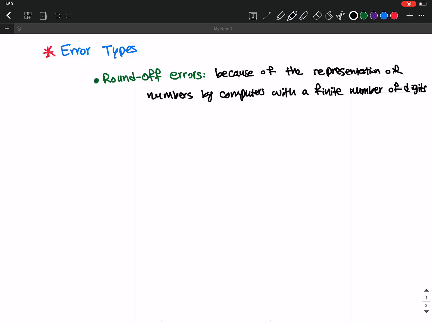This is because in computers we can only show and represent any number with a finite number of digits, right? So we cannot use an infinite number of digits in computers. So this will lead to what we call round-off errors, where we round the numbers to those significant digits.